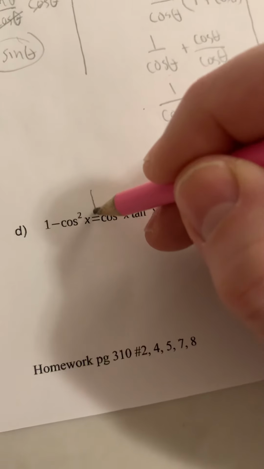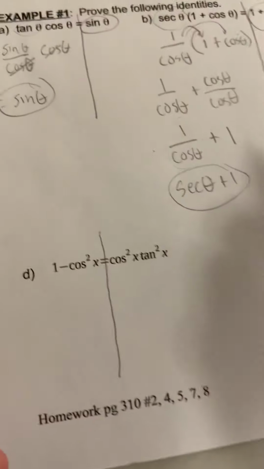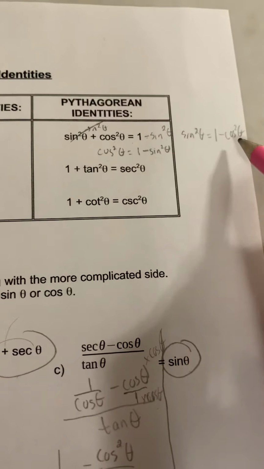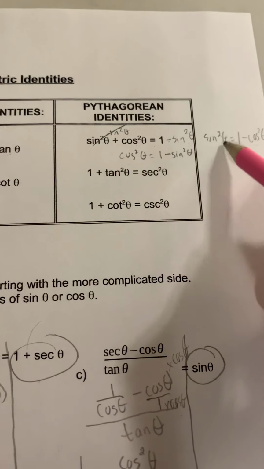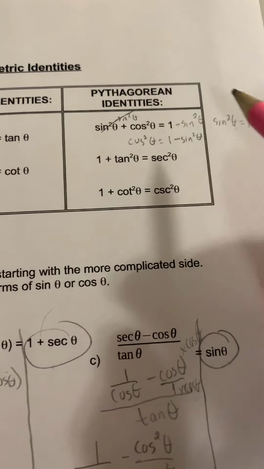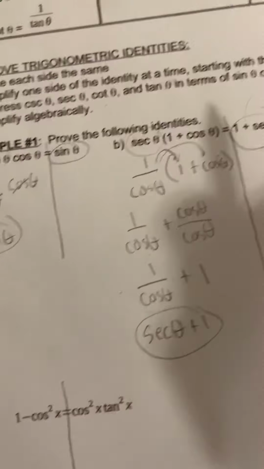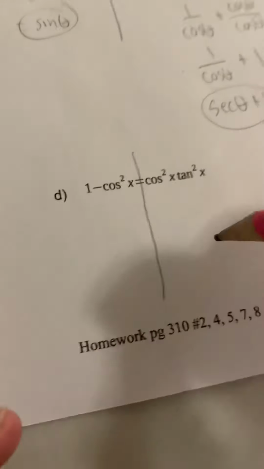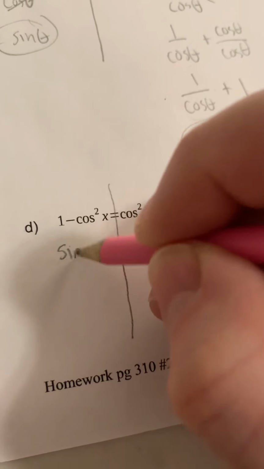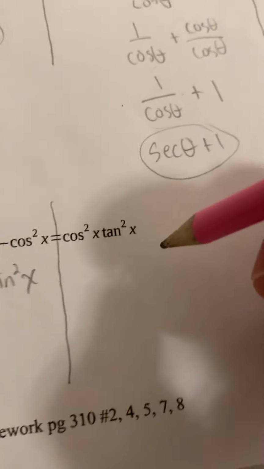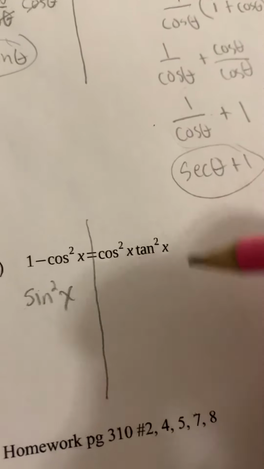Okay, so we'll start with the more complex side, which I'm not sure what that is, but I know 1 minus cos squared x is the same as this. So it doesn't have to always be theta. It could be an x, it could be a beta, it could be any symbol for the angle. In this case, we have x's. So 1 minus cos squared x is equal to sine squared x. I'm going to leave that side as it is, and now work with the right side.